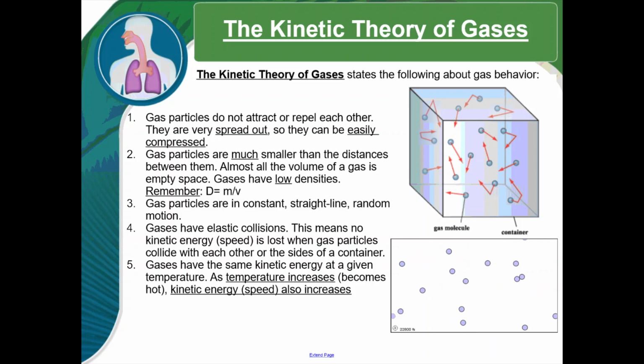Number five, all gases have the same kinetic energy at a given temperature. Gas particles move so quickly. At room temperature, gases have an average speed of about 1,000 miles per hour. As the temperature increases or becomes hot, the kinetic energy or speed of the gas particles increases. So the hotter it is, the faster they move. Therefore, temperature and kinetic energy is a direct relationship.